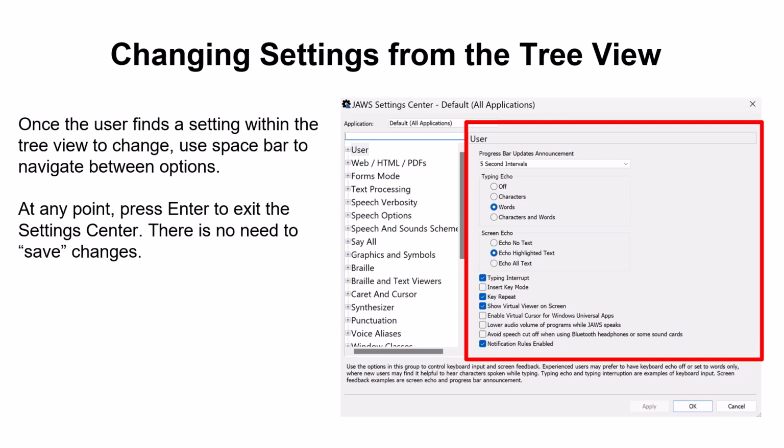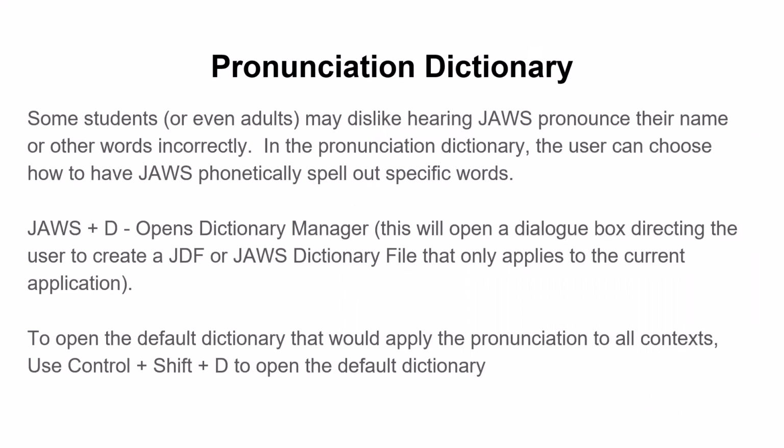That is mainly for people who are sighted or can see, to assist them in making changes using their mouse pointer. The JAWS user is going to make those changes in the tree view. Moving on to the pronunciation dictionary.